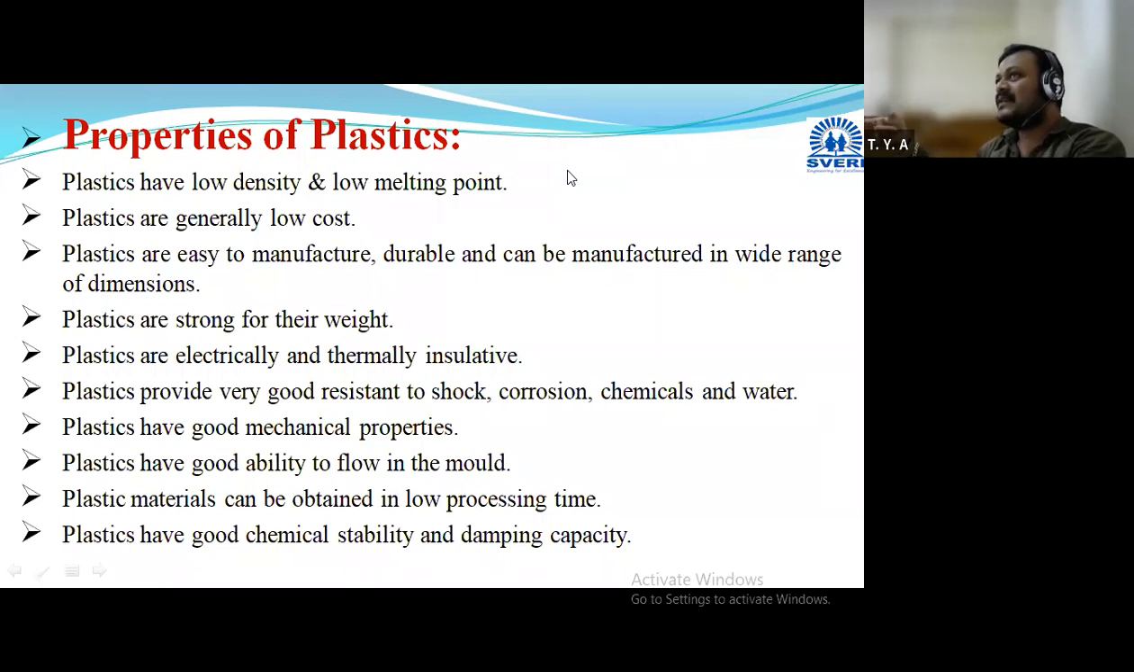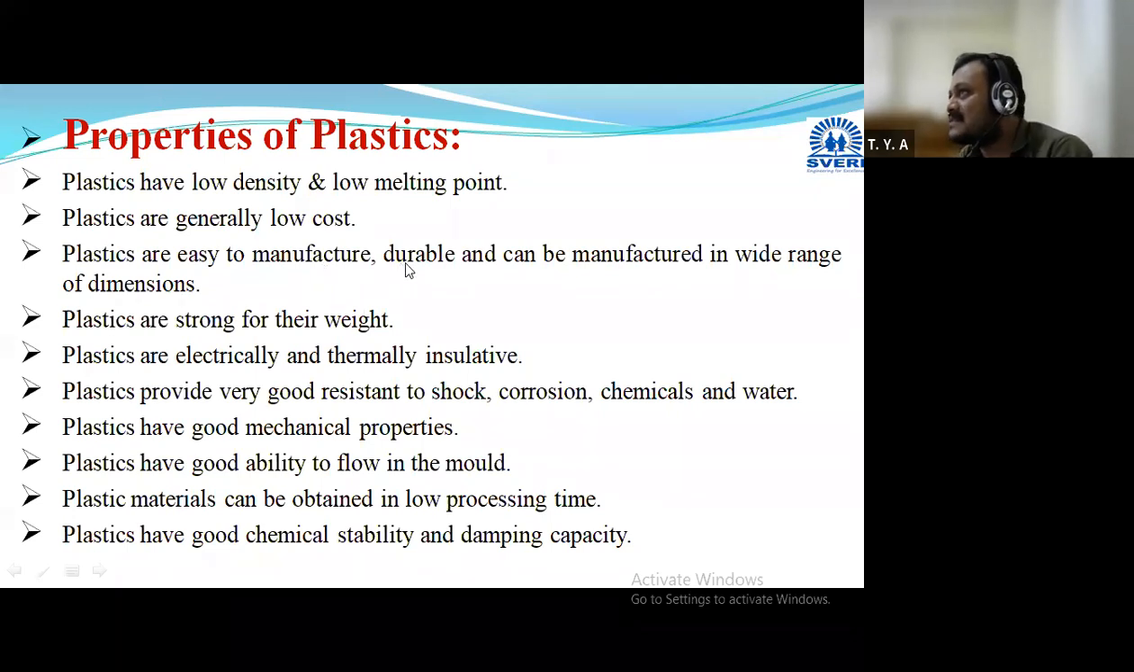Chairs, you can say, are very light in weight. Plastic material is very light in weight. Then their cost is also low. Low density and low melting point is the first property of plastic material. Their cost is very low compared with metals, which have very high cost. Their manufacturing is also very easy as compared to metal or other materials.